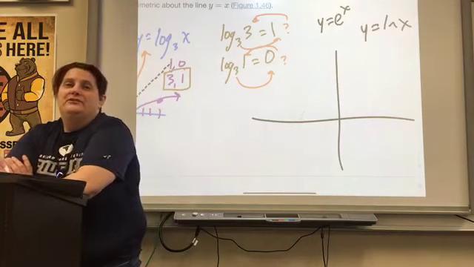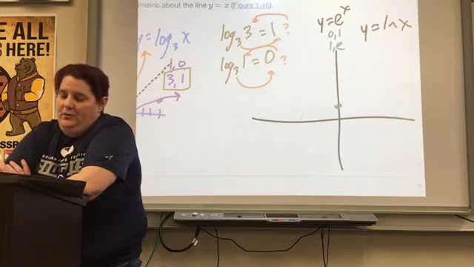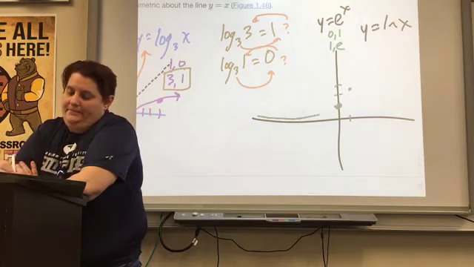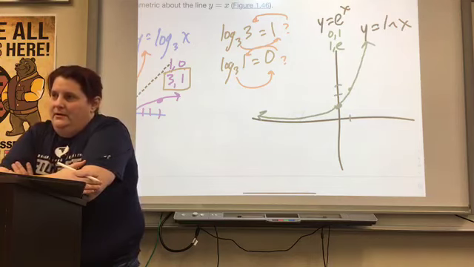All right, what 2 points graph e to the x? E to the 0 is 1. E to the 1 is e. So 0, 1 and 1, e, which is a little less than 3. And it looks like that. That's my most perfect e to the x. Now for ln of x, just flip it.